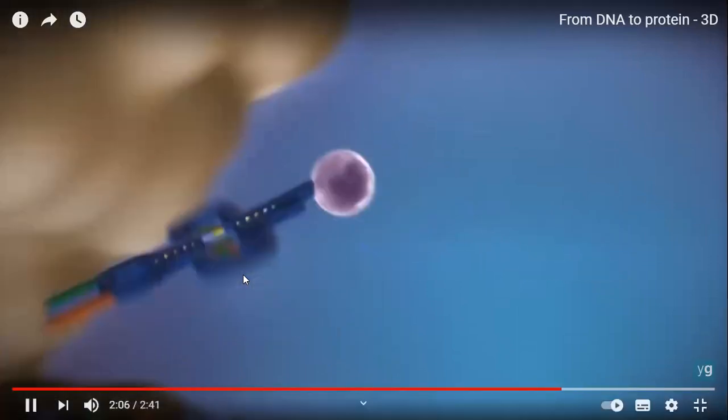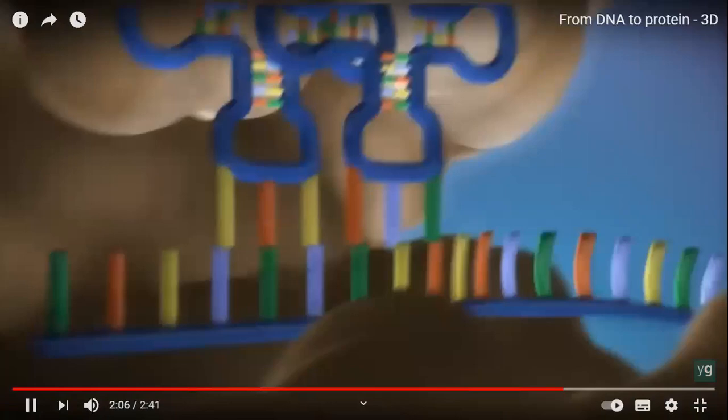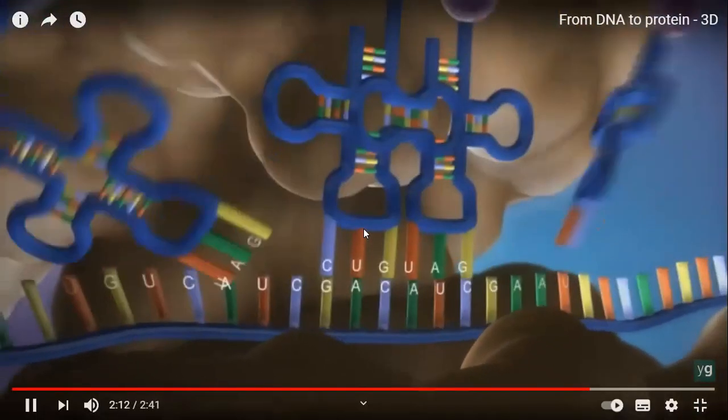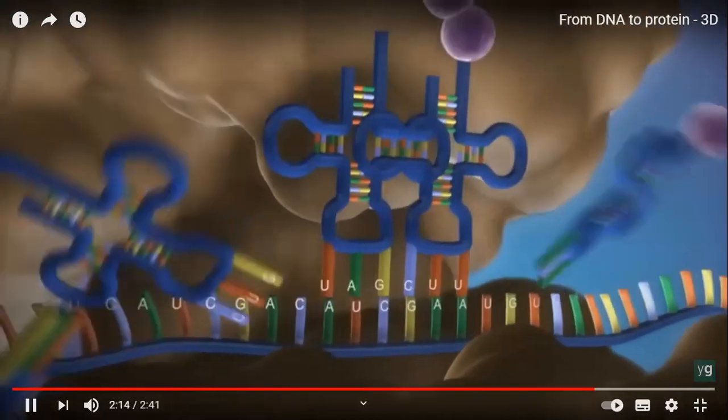The messenger RNA is read 3 bases at a time. As each triplet is read, a transfer RNA delivers the corresponding amino acid.